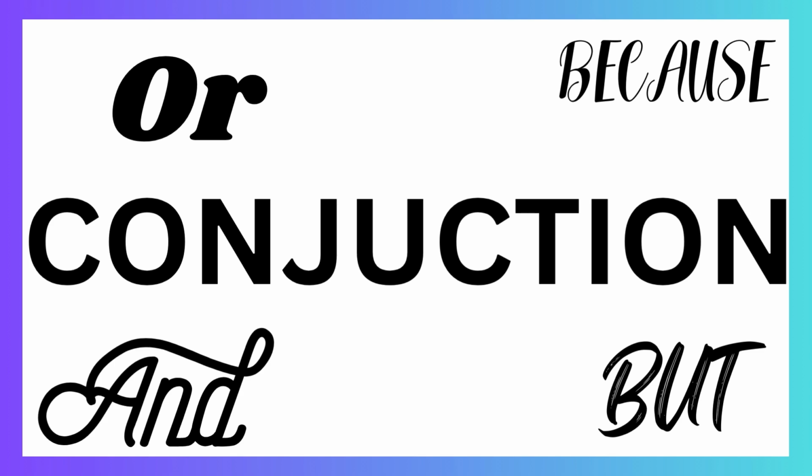There are three main types of conjunctions: coordinating, subordinating, and correlative, each playing a unique role in sentence structure and meaning. Coordinating conjunctions, which include and, but, or, nor, for, so, yet, are used to join words, phrases, or independent clauses of equal grammatical importance, ensuring that ideas remain balanced within a sentence.